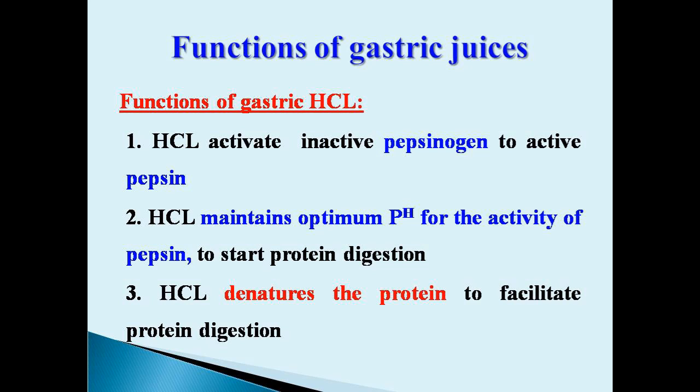Optimum pH is the pH at which pepsin acts maximally. And the third function of gastric hydrochloric acid is that it denatures the protein to facilitate protein digestion. Denaturation is a process in which the primary structure of the protein remains intact, but the secondary, tertiary and quaternary structures of the protein are broken down.